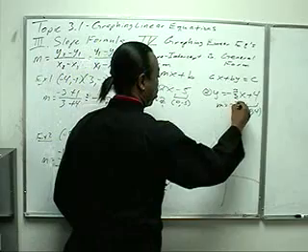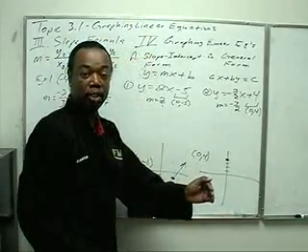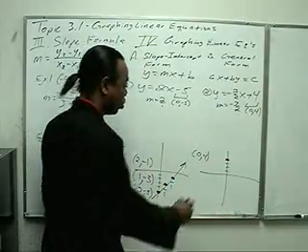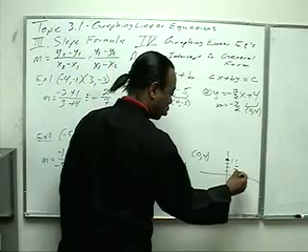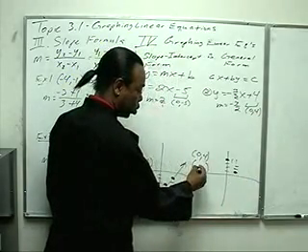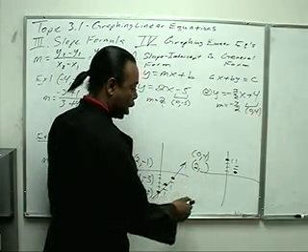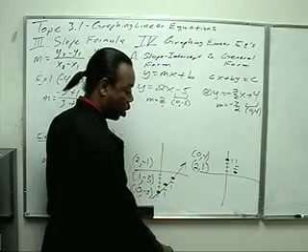Slope will be negative 3 over 2, which means I'm going to run twice but fall 3 times. That new point, because I ran twice and I was at 0, will be 2. But I fell 3 times, so I went from 4 down to 1. So that point is 2, 1.